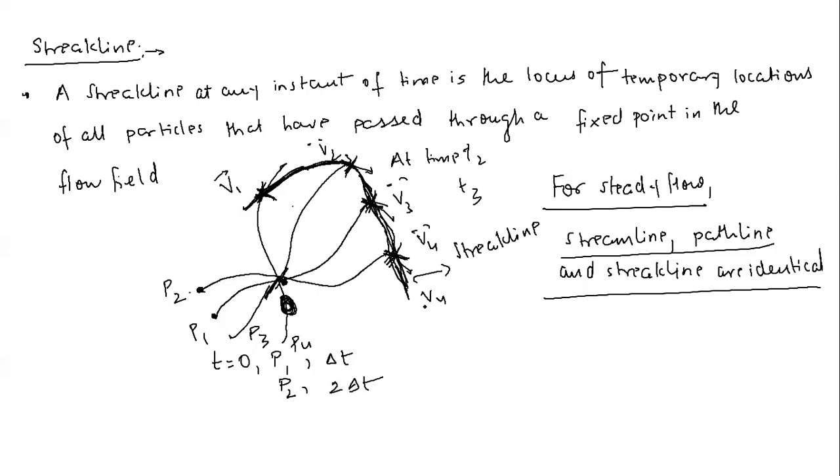So at a certain time t3, what is going to happen? Again, if you take two streak lines, they will not be able to intersect each other. So for a steady flow, the streamline, the path line, and the streak line all become identical. Just go home and think about this.